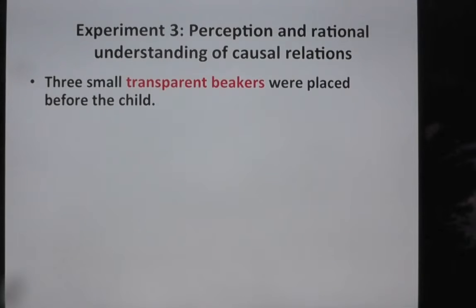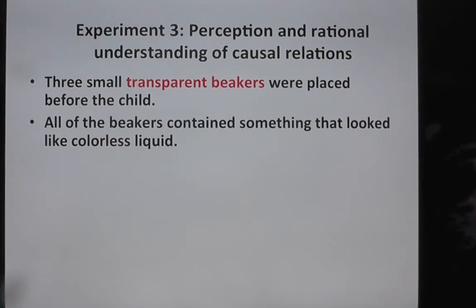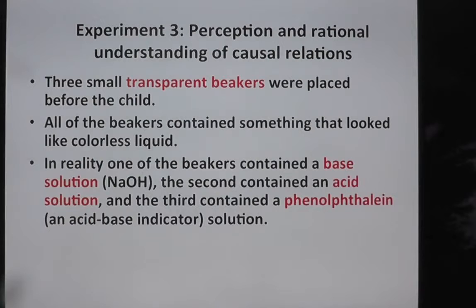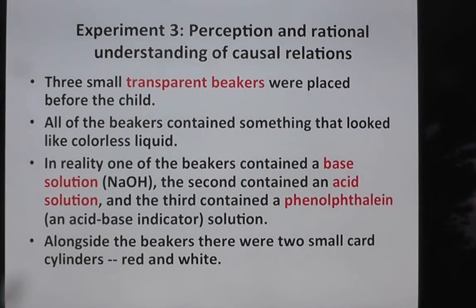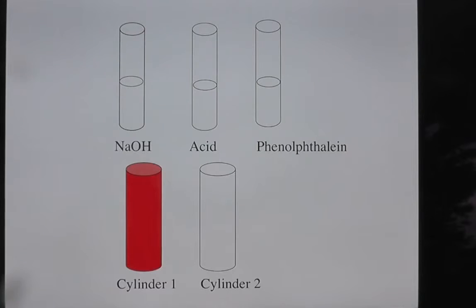In experiment 3, perception and rational understanding of causal relations was studied. Three small transparent beakers were placed before the child. All of the beakers contained something that looked like colorless liquid. In reality, one of the beakers contained a base solution, NaOH, the second contained an acid solution, and the third contained a phenolphthalein, an acid-base indicator, solution. Alongside the beakers, there were 2 small cut cylinders, red and white.